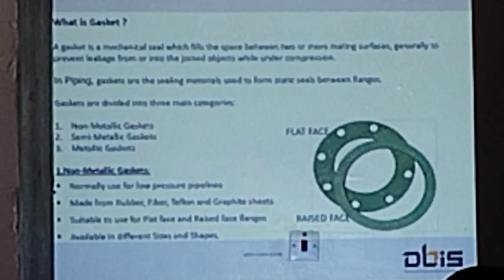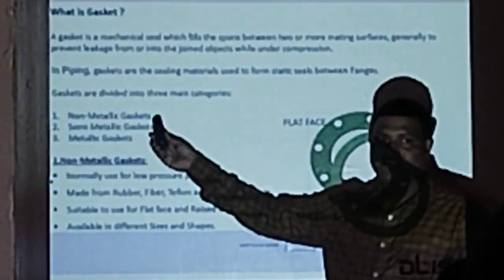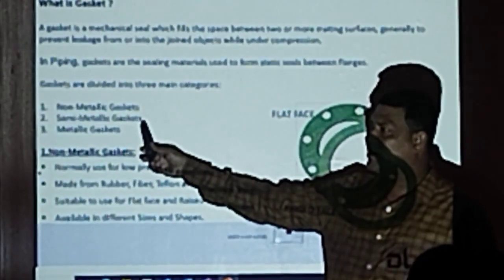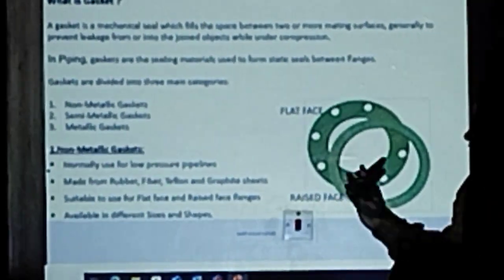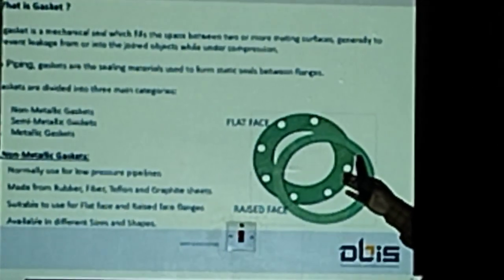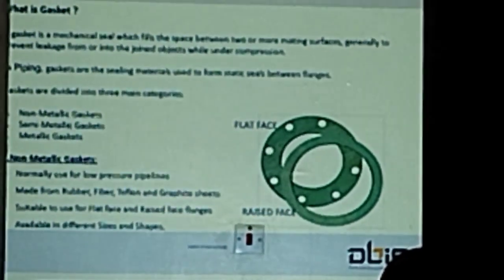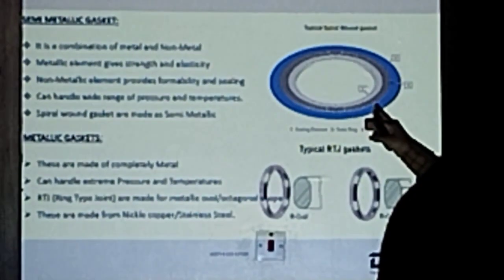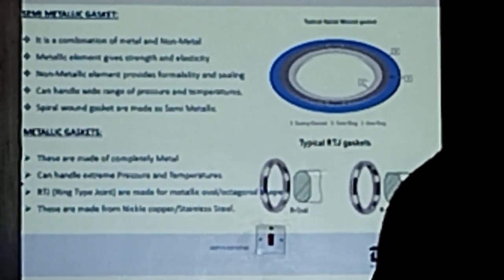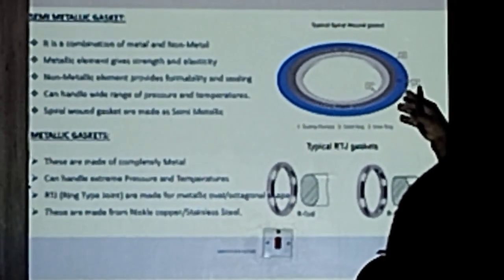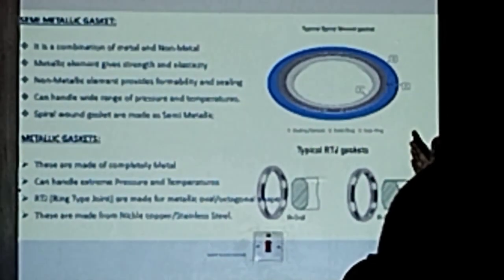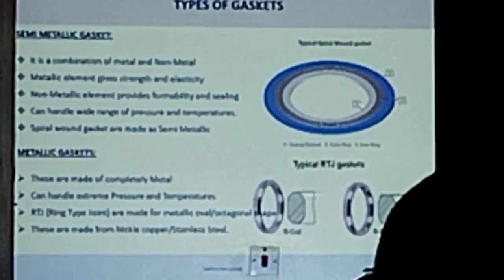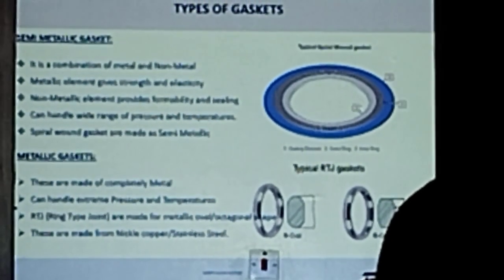We have three types, sir. Gaskets are divided into three types: non-metallic, semi-metallic, metallic. This is non-metallic gasket. Metal and non-metal will be mixed together to make the gasket. That is why it is called semi-metallic gasket, spiral wound gasket, mostly used for high pressure lines.